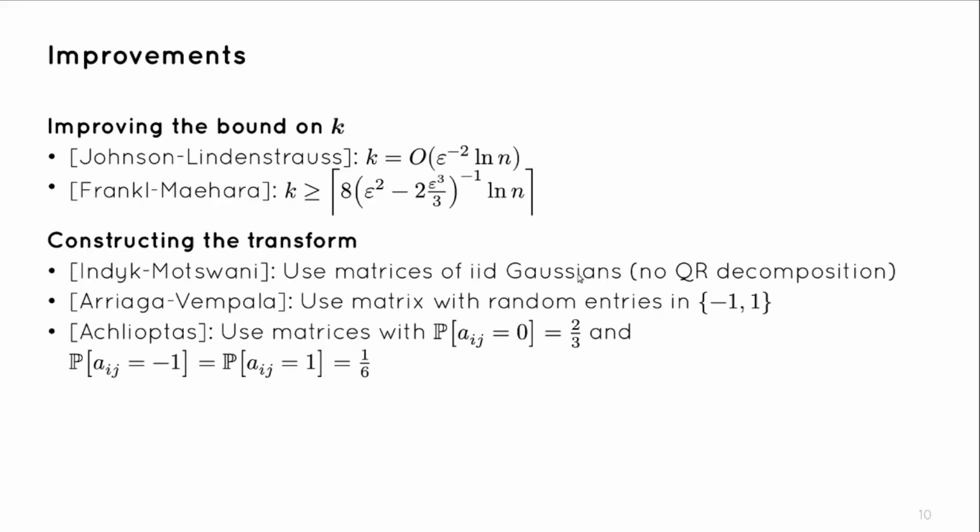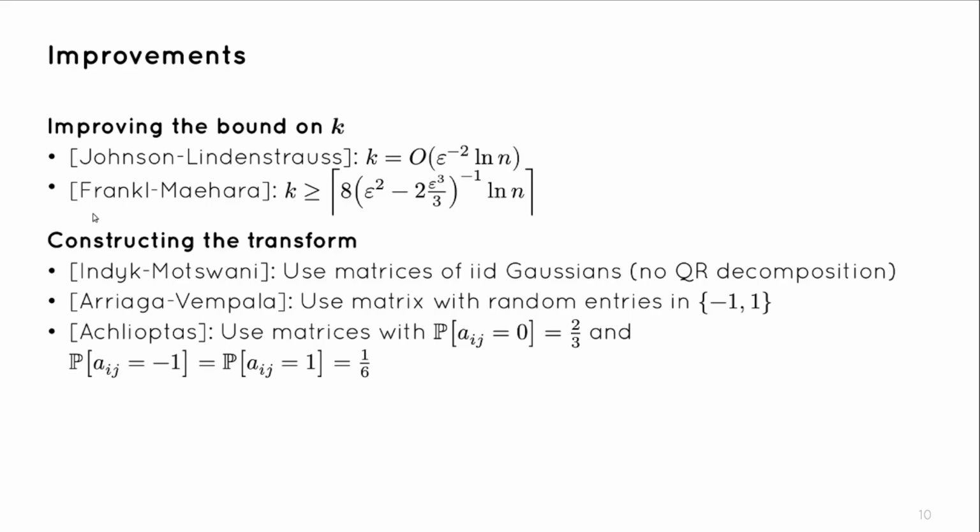cool. Let's move on. So yeah, last slide. I told you this would be fast. So there are a bunch of improvements. If you want more, I refer to the review paper, but the original paper by Johnson and Lindenstrauss only proved that k, the dimension that we can reduce to, is on the order of 1 over epsilon squared times the logarithm of the number of points.